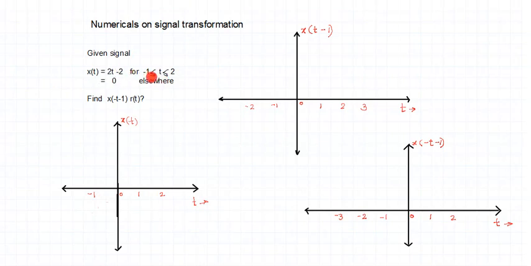So let us start with t as minus 1. So when I put t as minus 1, what is the resultant magnitude? 2 into minus 1 is minus 2, minus 2. So the resultant magnitude is minus 4.